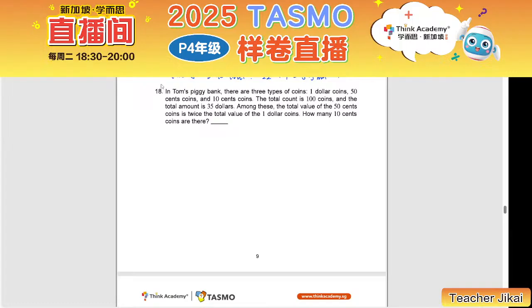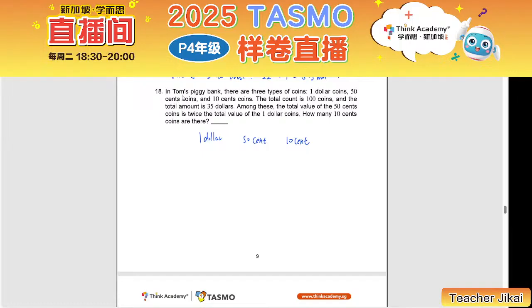Question 18. In Tom's piggy bank, there are 3 types of coins: $1, 50 cent, and 10 cent coins. We know the total count is 100, and the total amount is $35. So yeah, we have 3 types, right? $1, and we have 50 cents, and we have 10 cents.